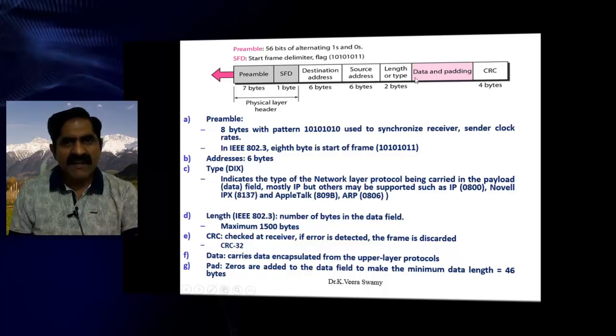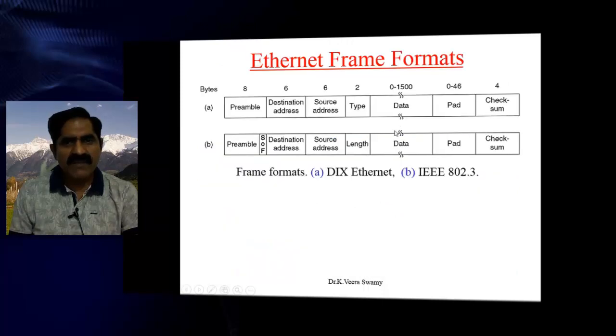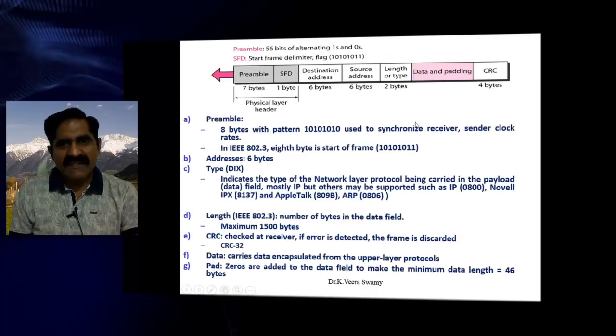When you take the data here, how many bytes are there? Because data is variable, it varies from 0 to 1500 bytes. How do you identify that? That is the reason we use length in the case of IEEE 802.3. Anyway, we know how to calculate CRC. Basically this is used for error detection. So this is the overall idea of the various fields available in the frame.